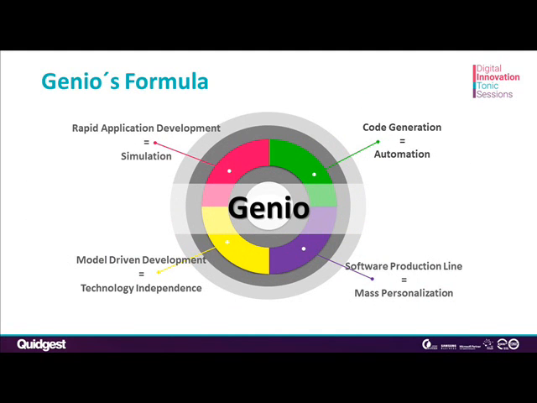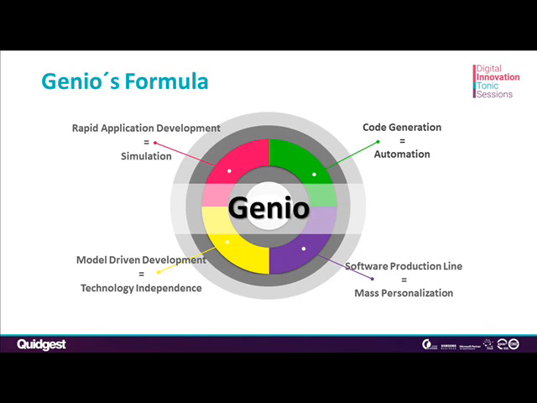And we take 4 cornerstones and develop Genio over those 4 cornerstones. So rapid application development, which allows us to have a simulation of the system quickly. Code generation, which allows us to have automation, so we don't have to code everything over and over. Model-driven development, so you can specify and not worry about the technology. You can specify the business on the model, and that allows Genio to be technology independent. And then we achieve with all this the software production line, which allows us to max personalize the system.